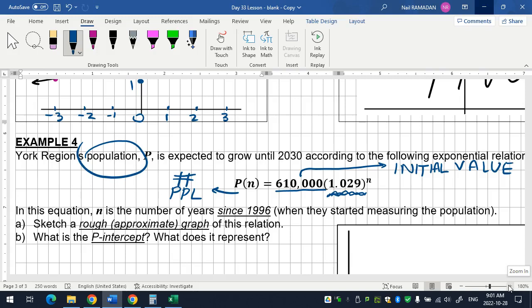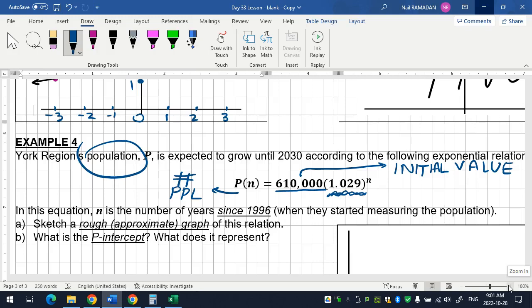So in this equation, what's n? Okay, everyone, n is where many people are going to make a mistake. Noor, can you read what n refers to? N is the number of years since 1996. So is it the actual year or just how many years have passed by? Exactly. That's why you should not put the year itself. You should just see how many years.